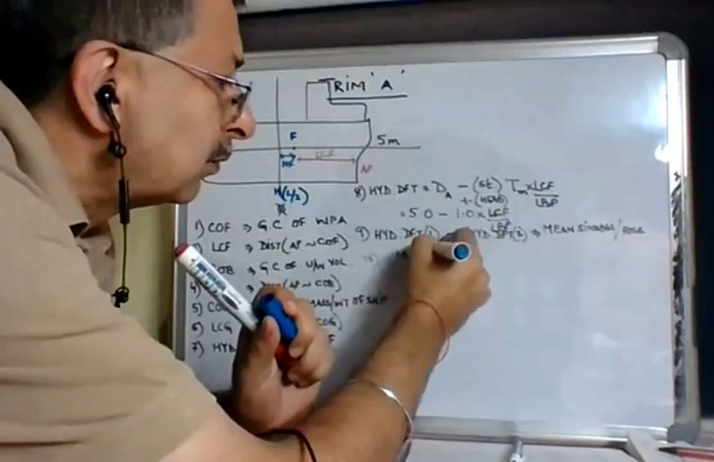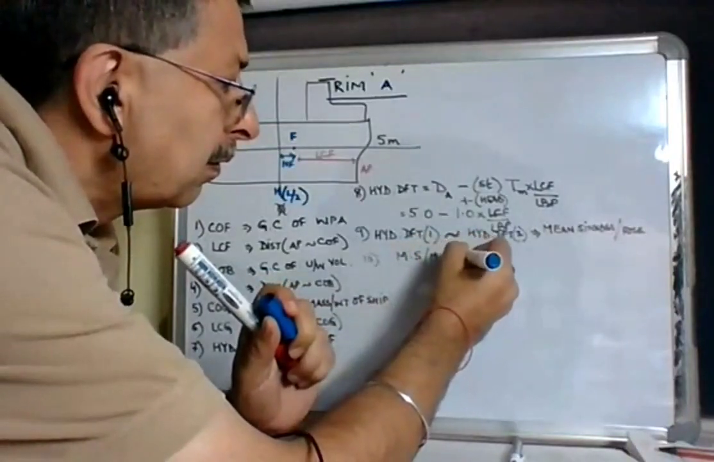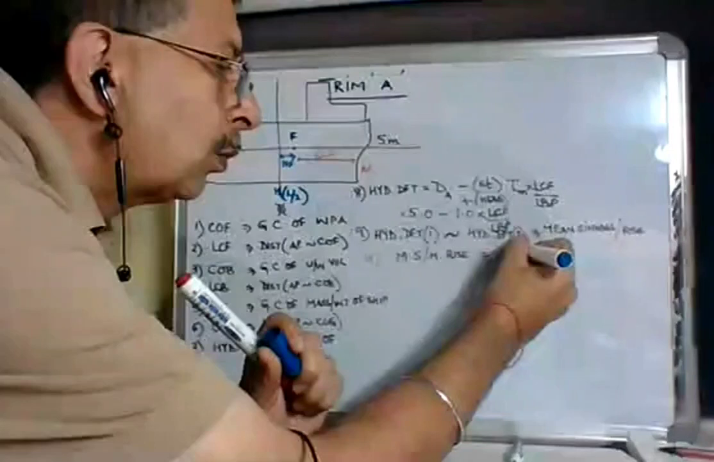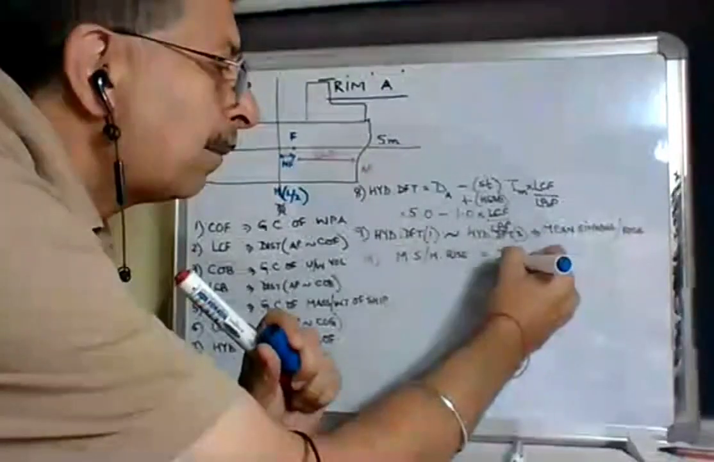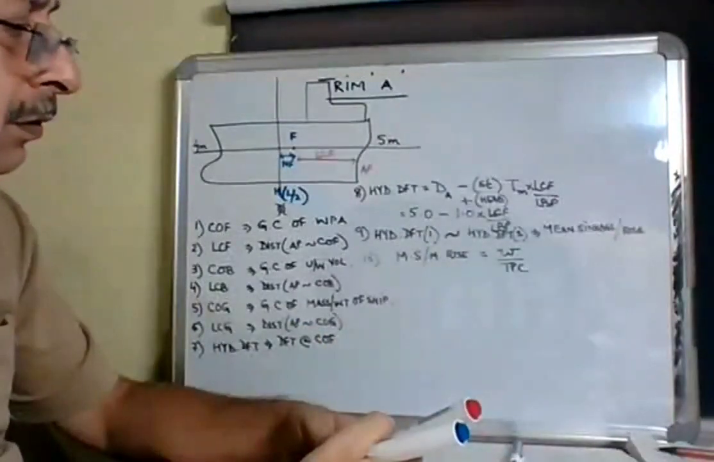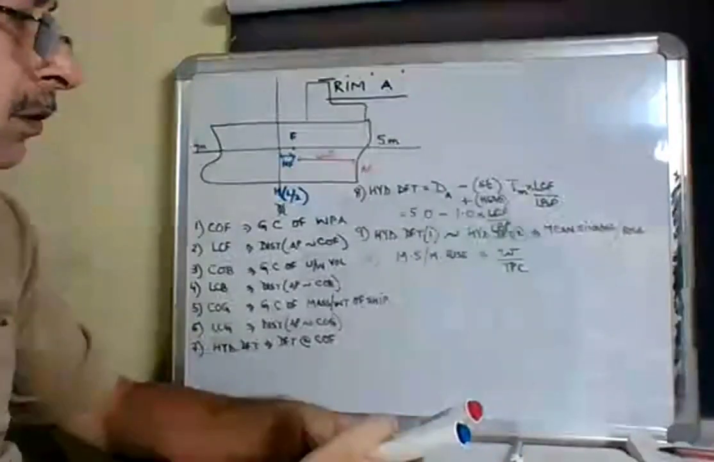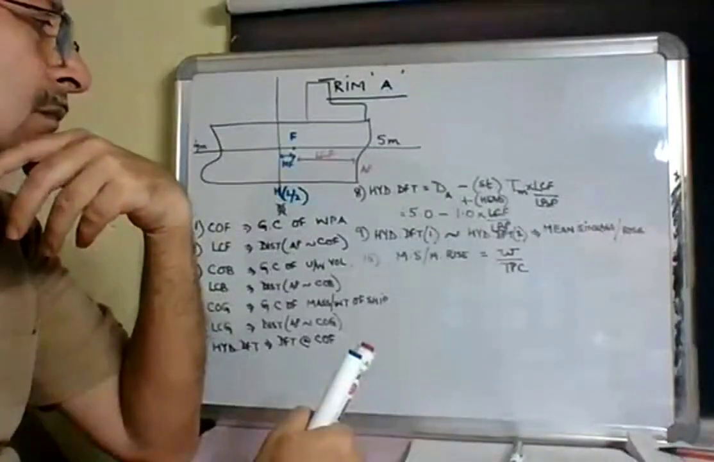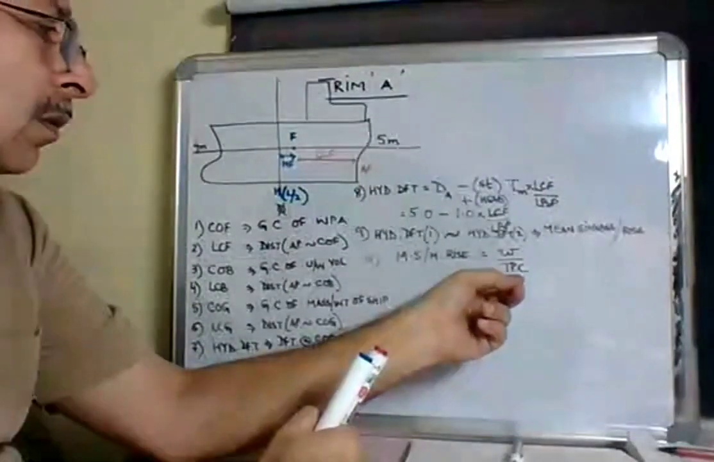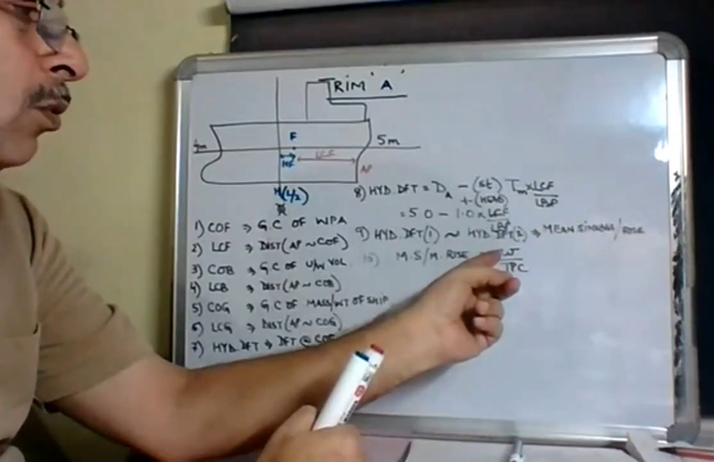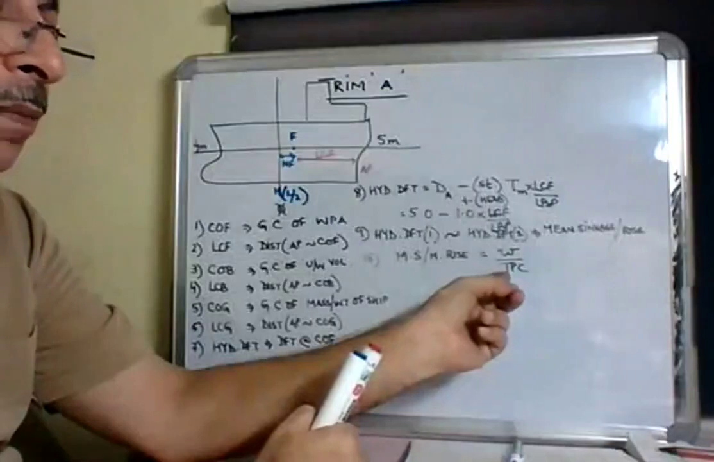I also write mean sinkage as MS. Mean sinkage or mean rise is equal to small w upon TPC, where small w is the cargo being discharged or loaded. TPC is the tons per centimeter immersion.